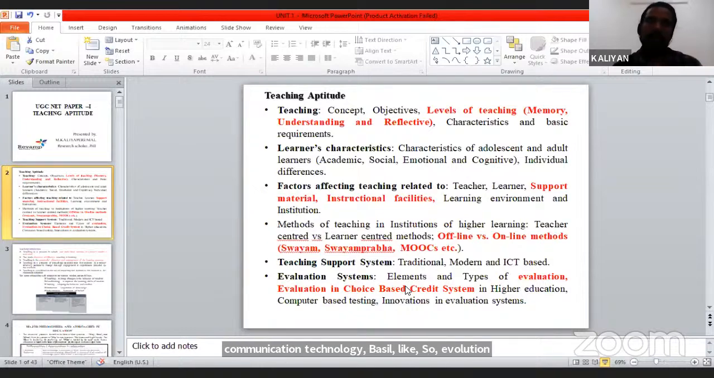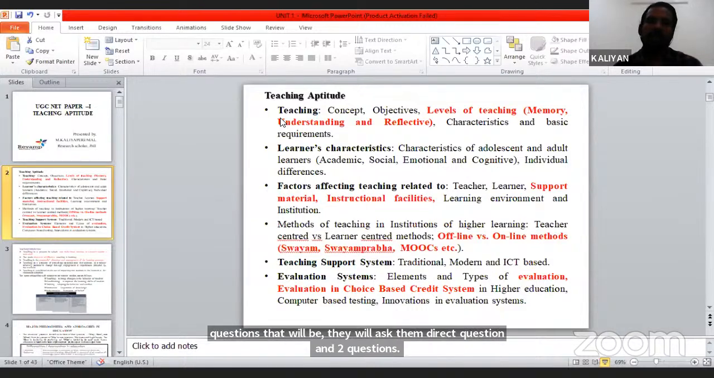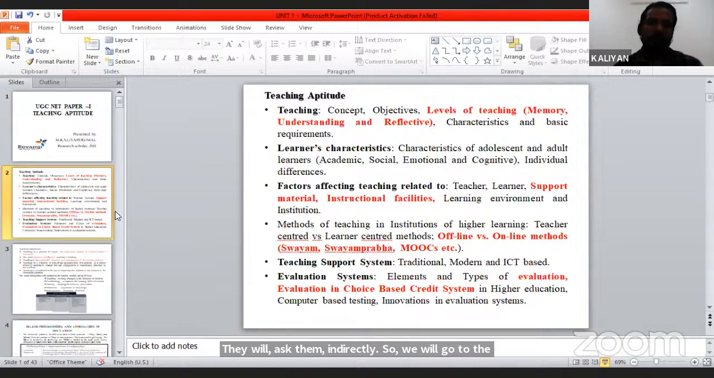There are a number of types of evaluation, like formative, diagnostic, and summative evaluation. These are the major topics covered in today's session in teaching aptitude. Mostly out of 5 questions, 3 questions they ask directly, and 2 questions they ask indirectly. So we will go to the first topic: what is teaching, the concept or levels of teaching.